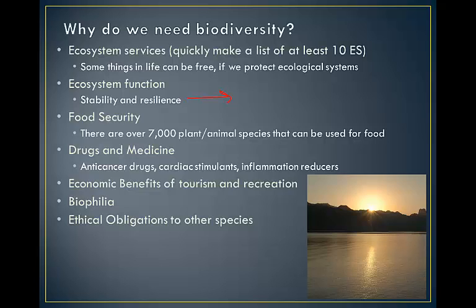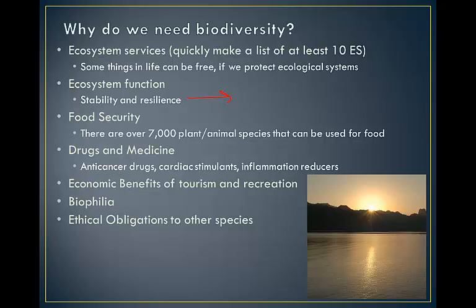Ecosystem engineers are the organisms that build an ecosystem: carpenter ants, beavers, anything that goes in and manipulates the ecosystem. These are also providing ecosystem function, creating the stability and the resilience for that ecosystem. So if we lose biodiversity, we would lose those keystone species. We would lose those ecosystem engineers.